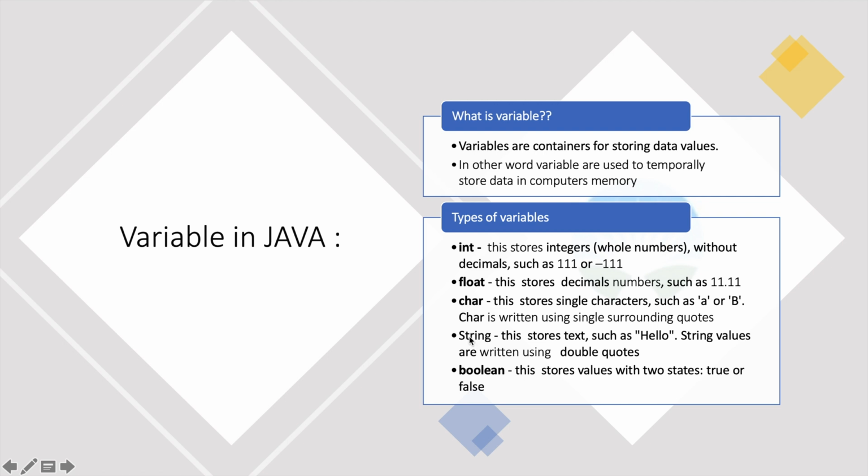And we have another called string. String stores text such as hello, hello world, all the sentences and words. So you can see that a collection of characters is stored by string. And if we need to store two states, either true or false, those can be taken care of by boolean.